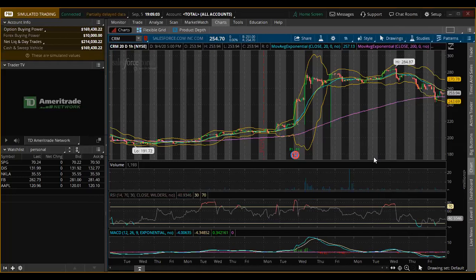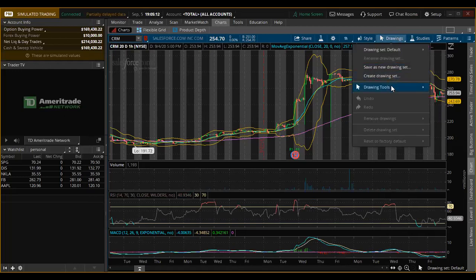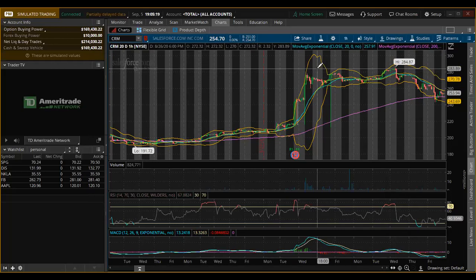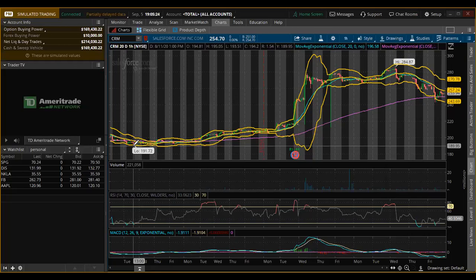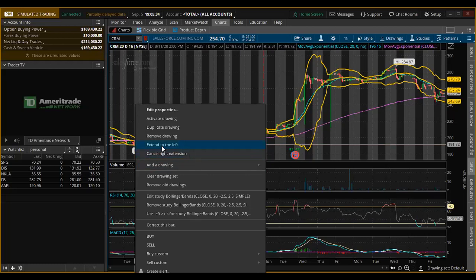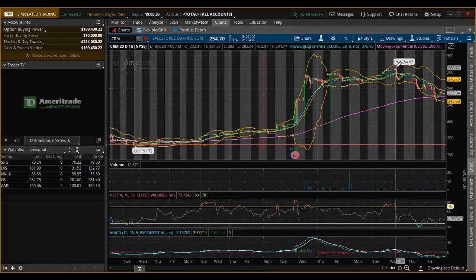So from here, I add in my support and resistance lines, go to drawing. In the drawing tools, I use the price line, or price level, right here. The way I chart mine, I go to the low, chart the low first. So 191. Now chart my high.